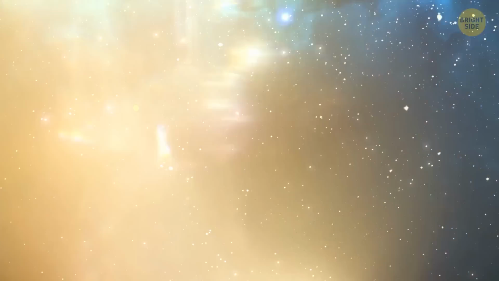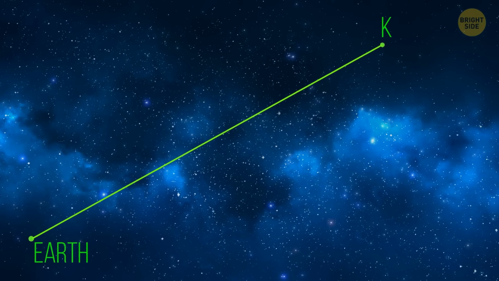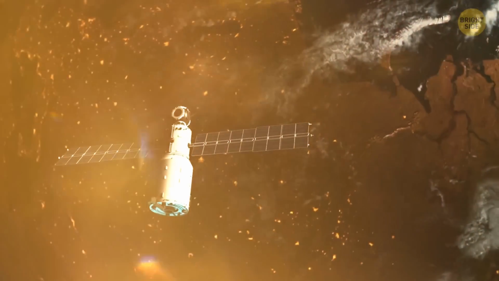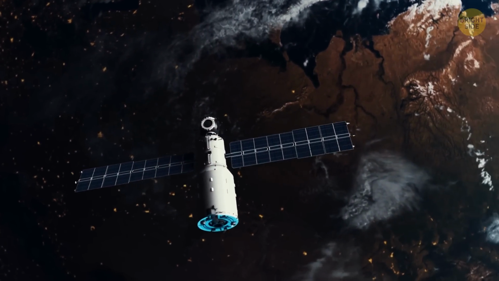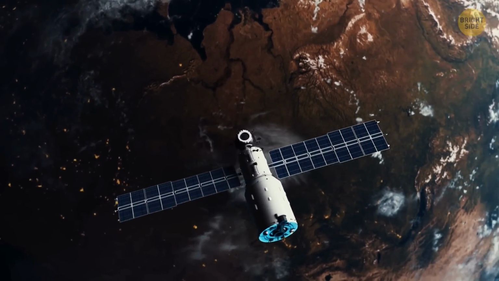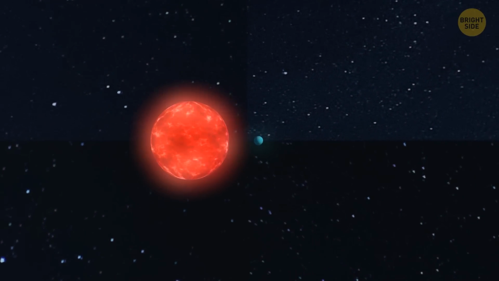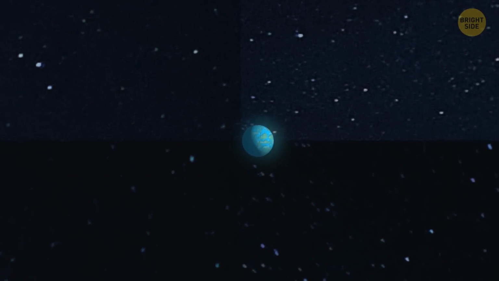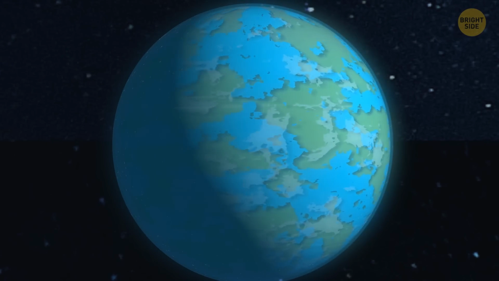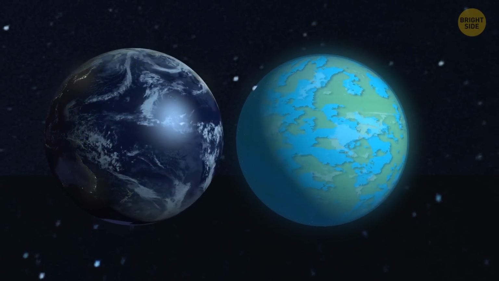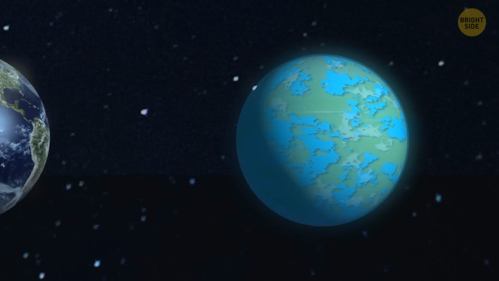Kepler-438b. Kepler-438b is an exoplanet located approximately 640 light years away from Earth in the constellation Lyra. It was discovered in 2015 by the Kepler Space Telescope. One of the most interesting things about Kepler-438b is its size and location. It's about the same size as Earth and also orbits within the habitable zone of its star. But there are a few catches.